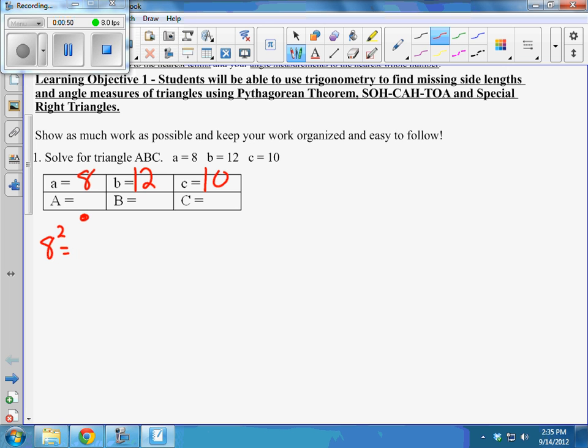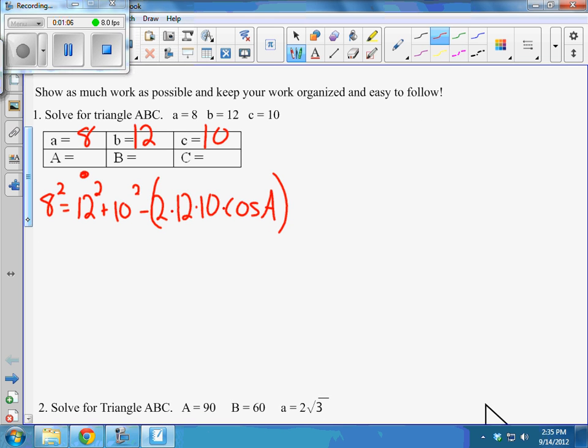So it goes a squared equals b squared plus c squared, and then minus 2 times those. And I told you in your notes, put this in parentheses. You got to protect it. Now to start solving for A, I got to clean it up. So I'm going to square everything. And then as far as the parentheses go, I can still clean up the 2 times 12 times 10.